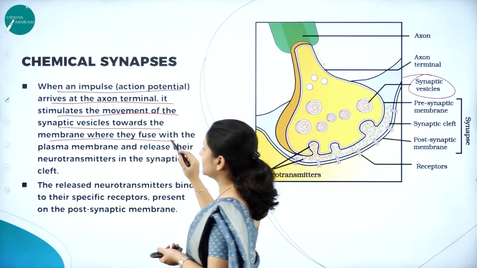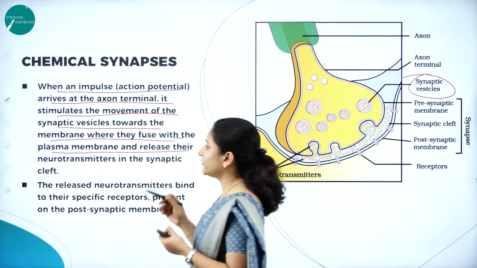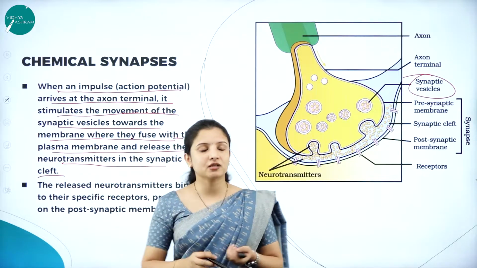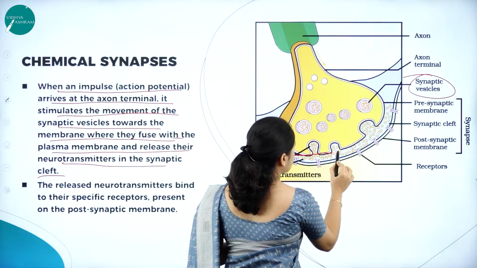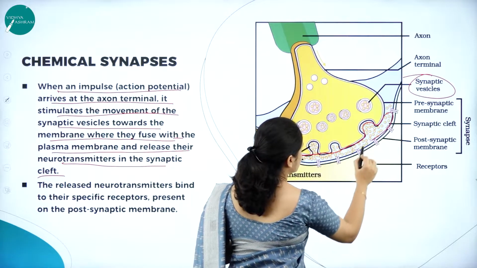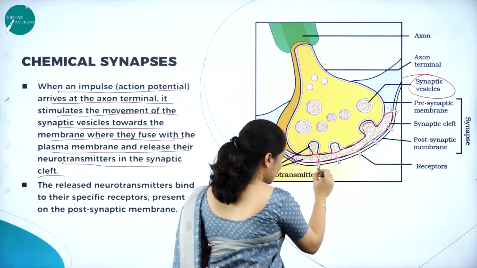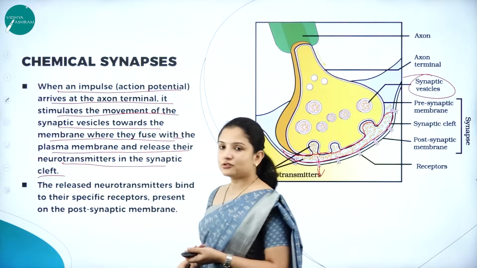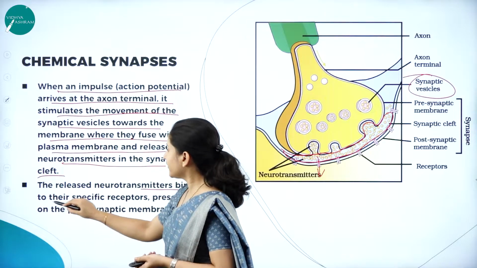They move towards the membrane where they fuse with the plasma membrane and release the neurotransmitters into the synaptic cleft. That is what has happened here. Can you see, in the entire synaptic cleft, the neurotransmitters are released. Now these neurotransmitters should enter into the postsynaptic neuron. Then the released neurotransmitters, what will they do? They will bind to specific receptors.